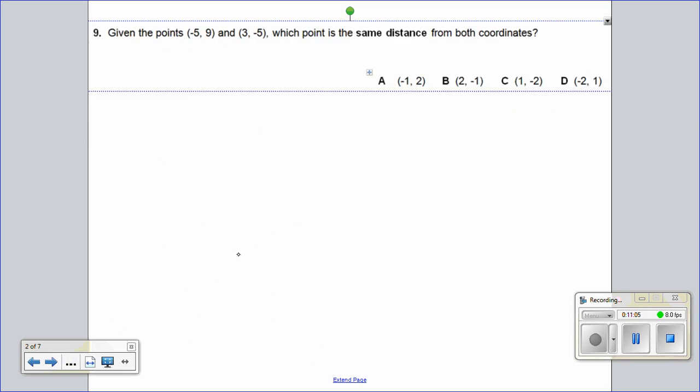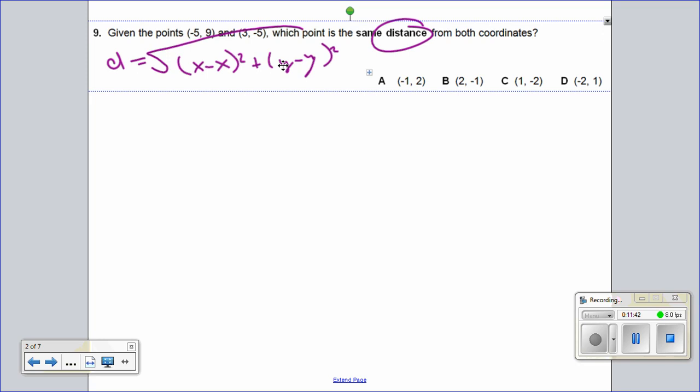Number 9 says, given the points -5, 9, and 3, -5, which point is the same distance from both coordinates? This comes from the very first unit. We're going to find the distance using the distance formula. You could also use Pythagorean theorem if you have an actual grid to use, but in this case we don't. So the distance formula simply is the square root of x minus x squared plus y minus y squared. Okay?